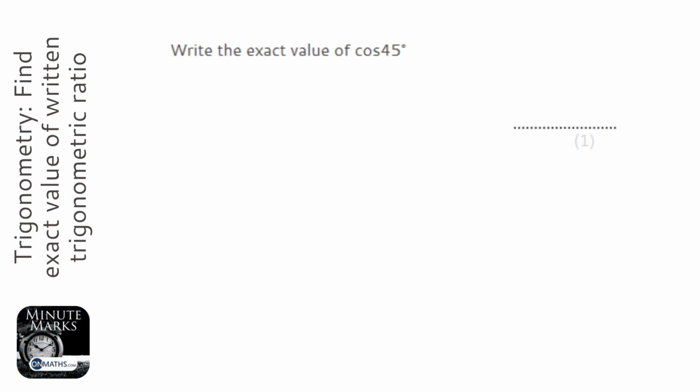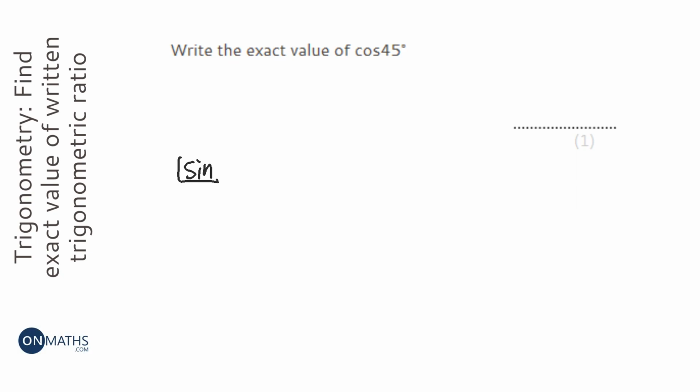Okay, so in this question we're not given a calculator, so we need to know the exact value of cos 45. Now there are a number of values you need to know off by heart, 14 to be exact, and there are really easy methods to remember them. So I'm going to go through the main method now.